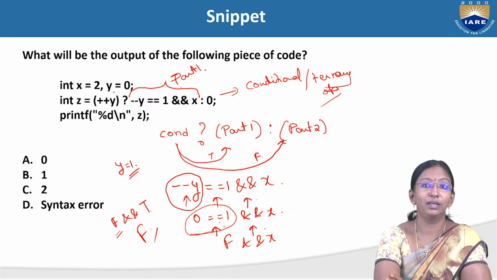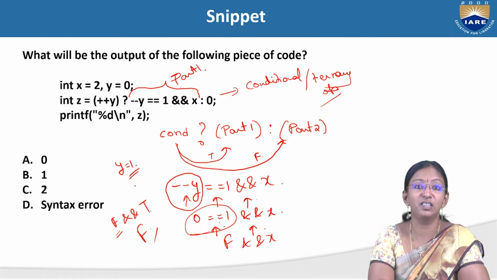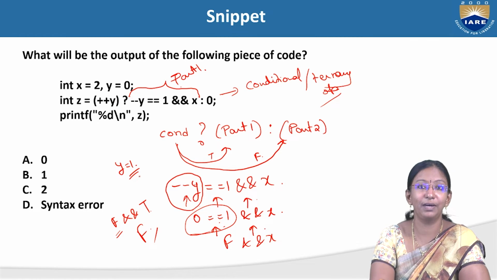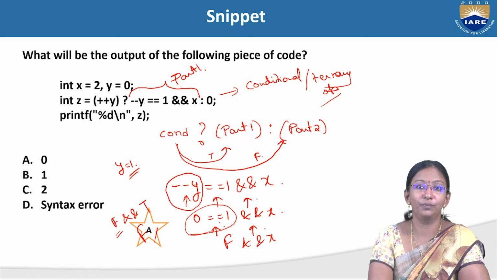So the value that z is going to get is 0. When you print the value, it will be 0. Yes, I'm right. It's A.